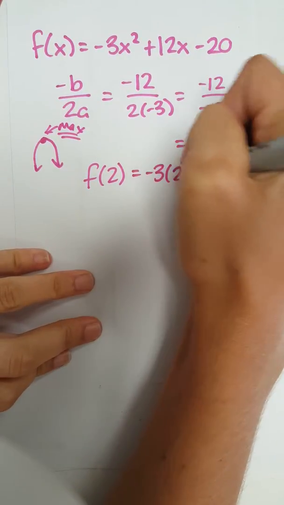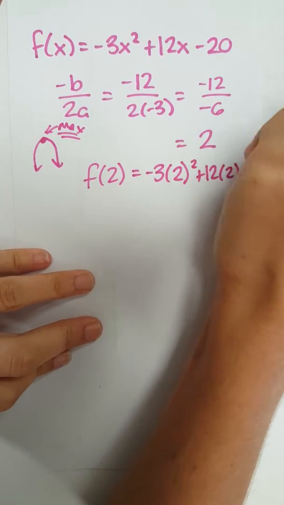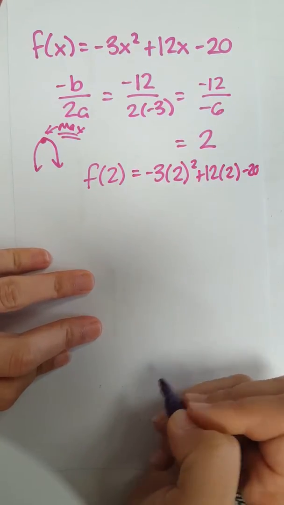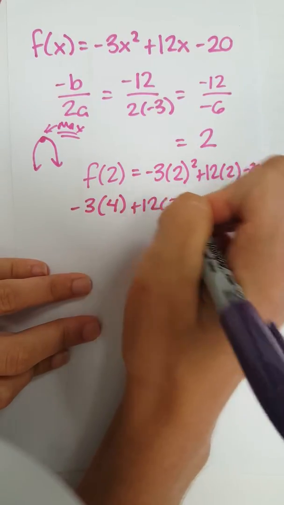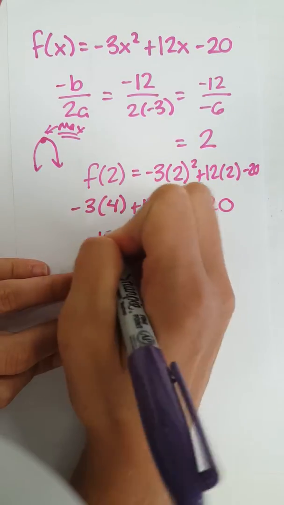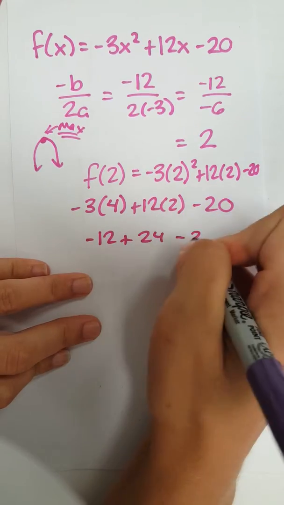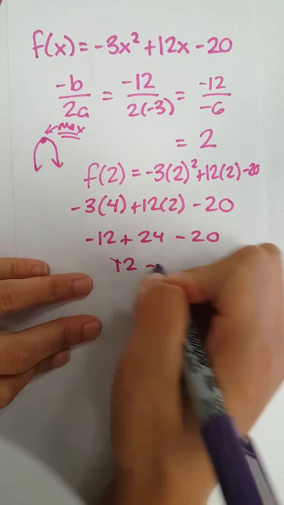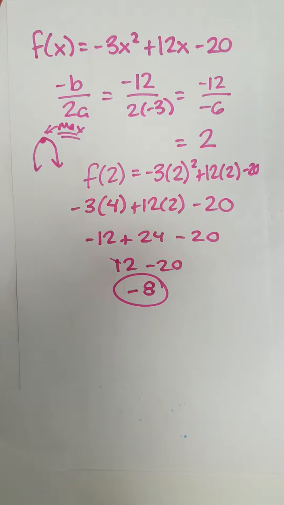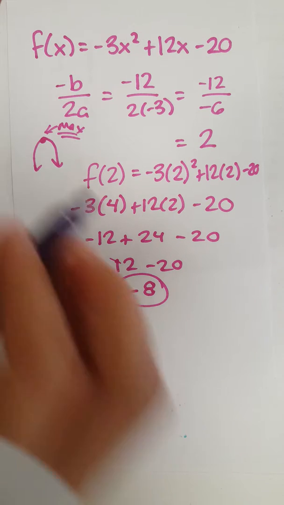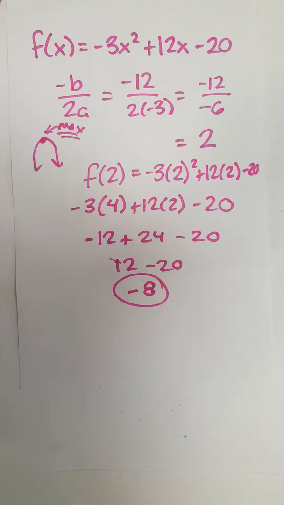Negative 3 times 2 squared plus 12 times 2 minus 20. Okay, negative 3 times 4 is negative 12, plus 12 times 2 is 24, minus 20. Negative 12 plus 24 minus 20. 12 minus 20, negative 8. And there is my maximum. Okay, so hopefully that's what you got. The maximum is negative 8.